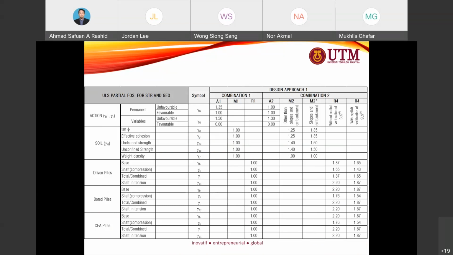So this is the partial factor of safety for the structure and geo. So for the pile.